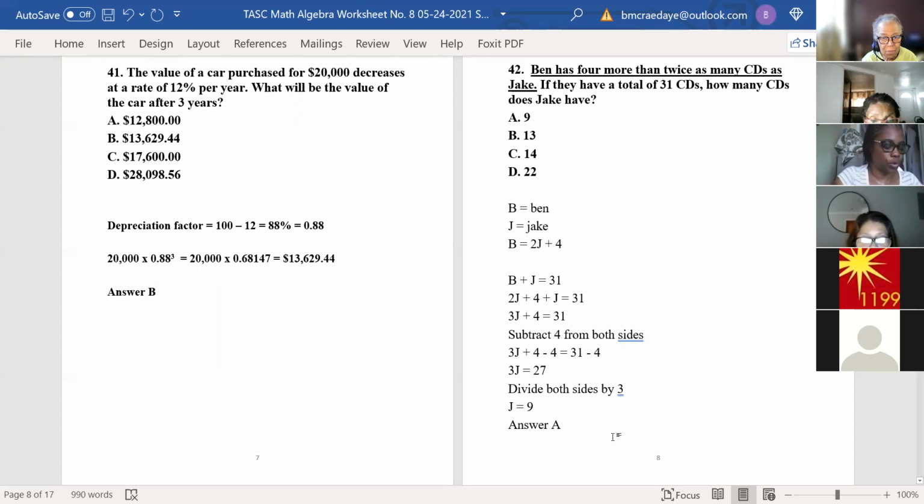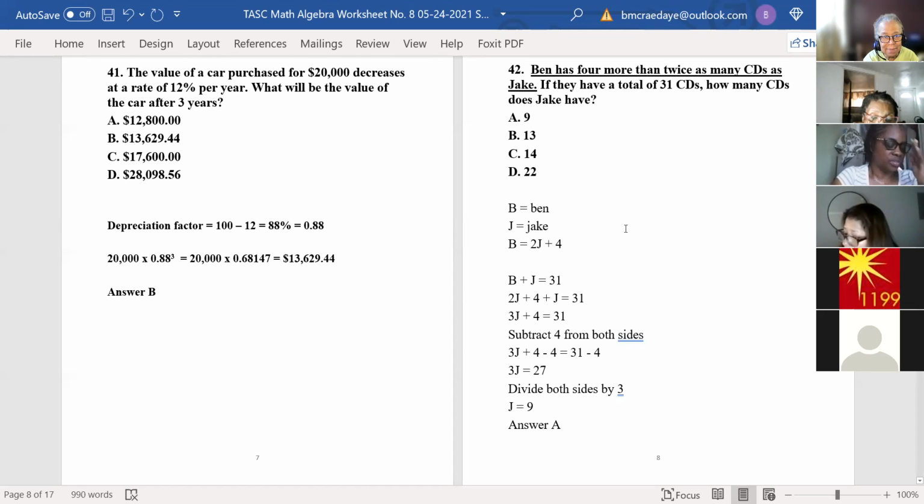Ms. Barbara, where's the 2J come from? Twice as many. Twice means 2 times, as in multiply. That's where the 2J comes from, because it says Ben has 4 more than twice as many CDs as Jake. So that means twice as many as Jake is 2J. And then 4 more than means add 4 to that.